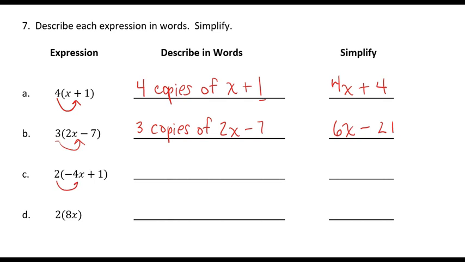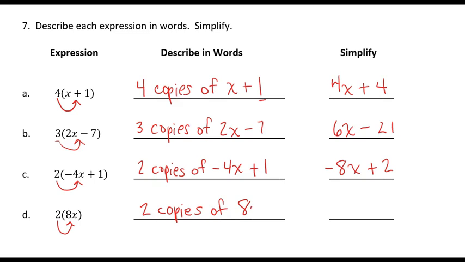In problem C, I need 2 copies of negative 4x plus 1. So I'll write that in words. 2 copies of negative 4x plus 1. Well, 2 copies of negative 4x would be negative 8x, and 2 copies of 1 would be 2. The last problem, I need 2 copies of 8x, so we'll write that in words. 2 copies of 8x. Well, if I have 2 copies of 8x, that just means that now I have 16x. So these are the simplified versions of the distributive property using those variables.